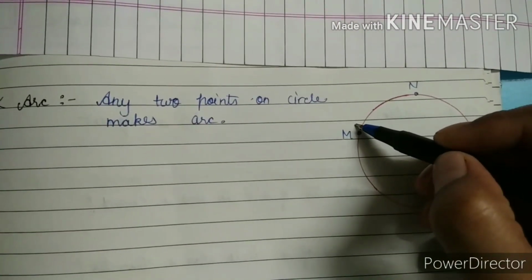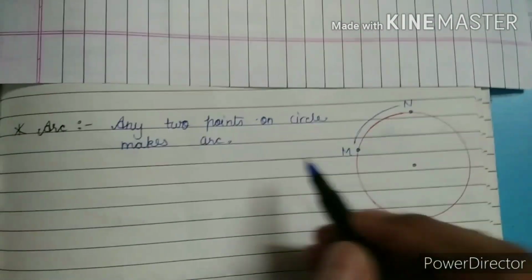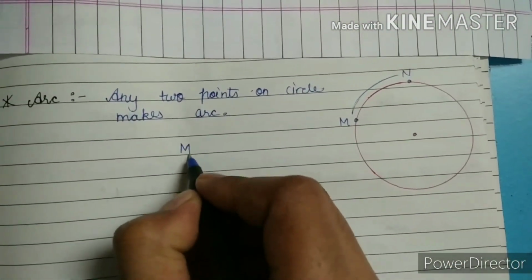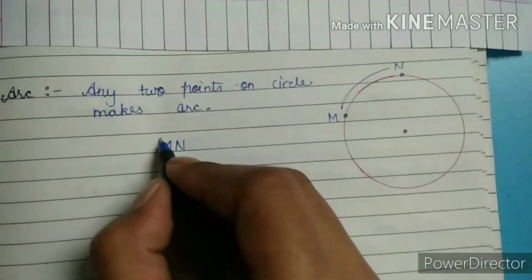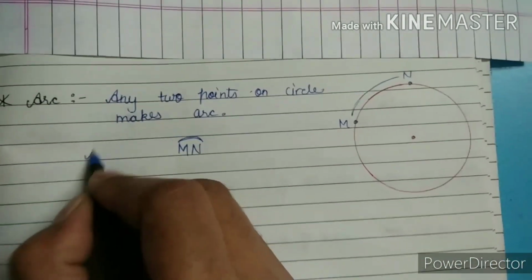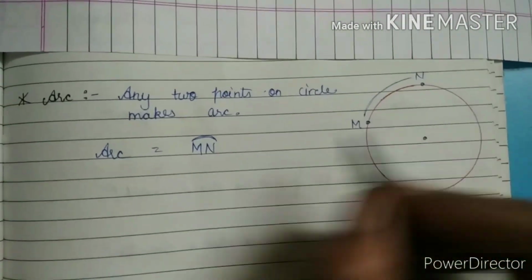So here, as you can see, this is shown in this form. This will be written as an arc, in the form of this. So this is the arc of the circle. MN is one of the arcs of the circle.